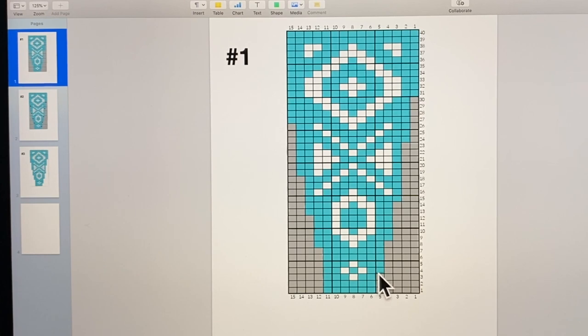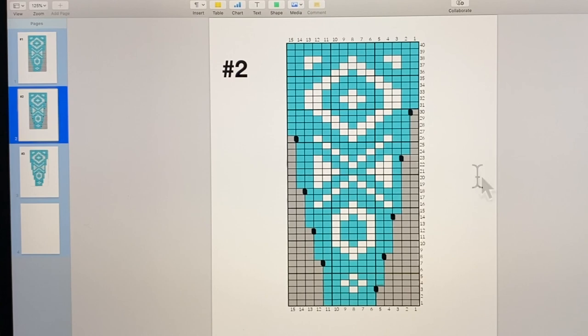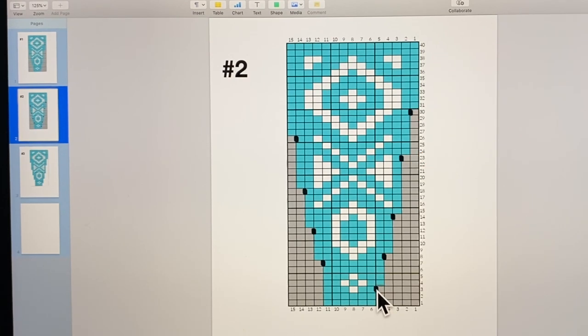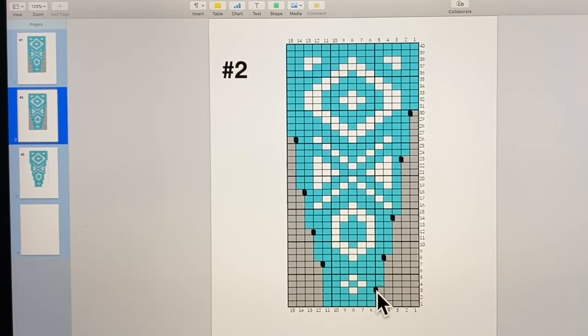You all see that little black mark? So go and look at number two. In the third row, that's where you would go and add that extra stitch. So for row three, it would be knit blue, do the white, knit blue, keep doing that all the way around, and then for four, I would have to do a make one, right?